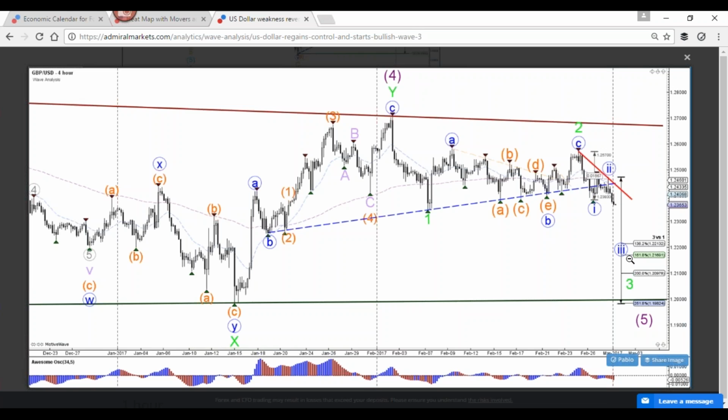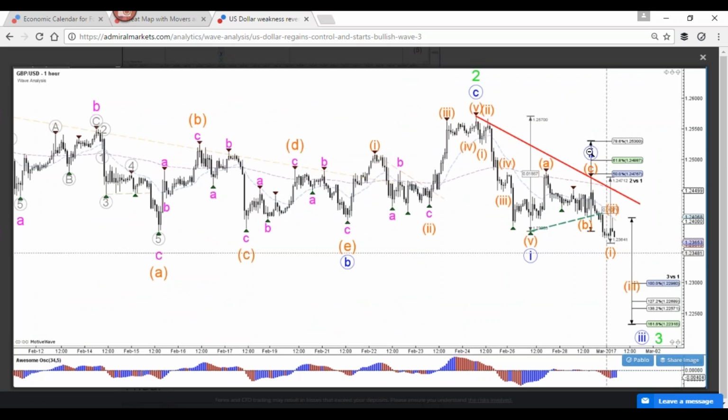Price broke, pulled back, continued. How far that continuation will last remains to be seen. It really needs to fall below 122.50 for this to be a strong wave 3. If it doesn't, then it could still just be a correction. So that would be the next confirmation level of whether this is a wave 3.